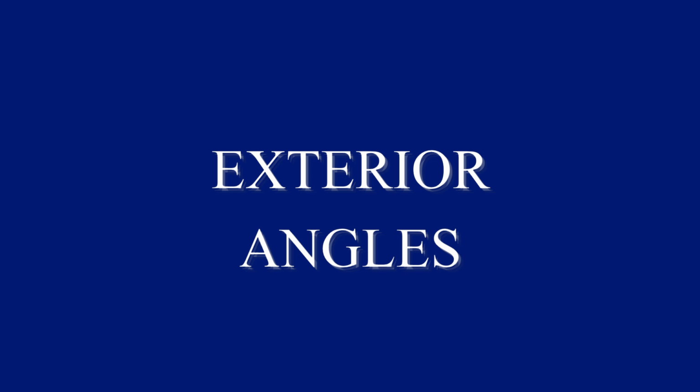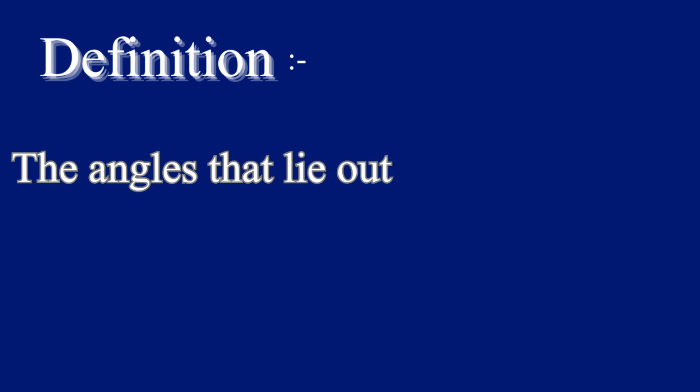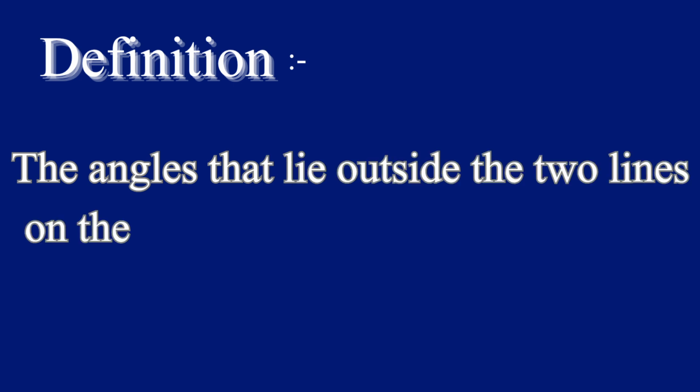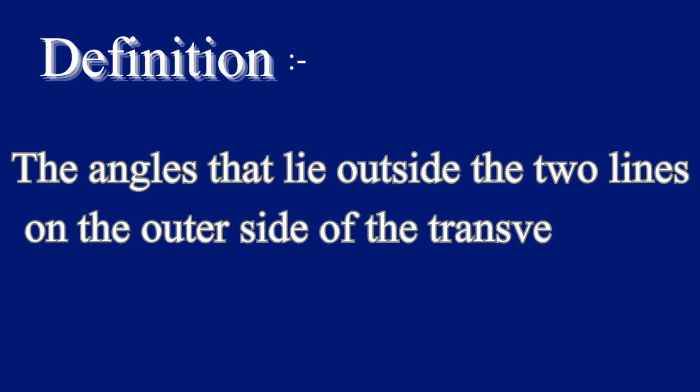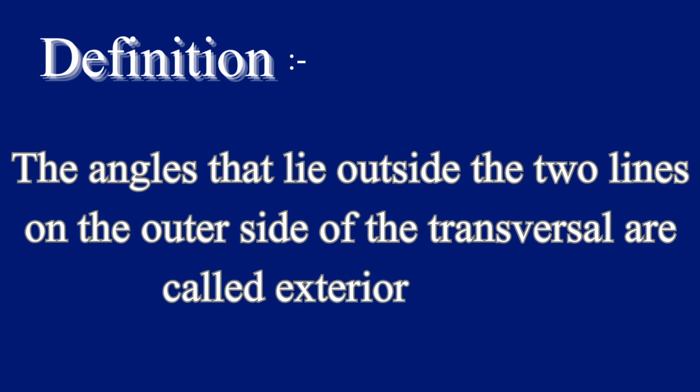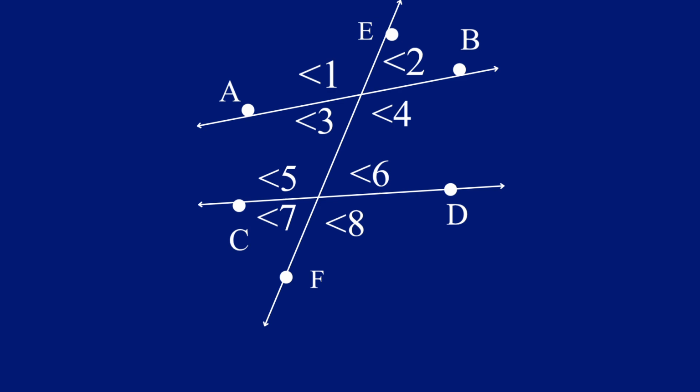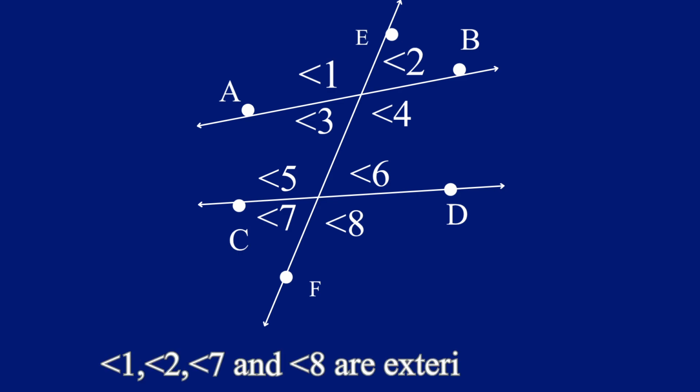Now I discuss exterior angles. The angles that lie outside the two lines, on the outer side of the transversal, are called exterior angles. In the same figure, the angles formed outside AB and CD are the exterior angles. Here, angle 1, angle 2, angle 7 and angle 8 are the exterior angles.